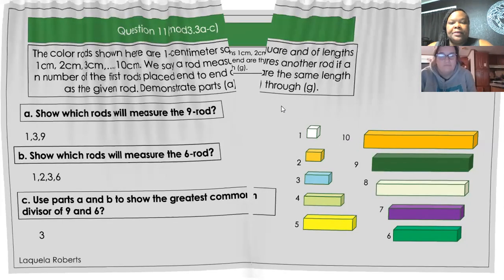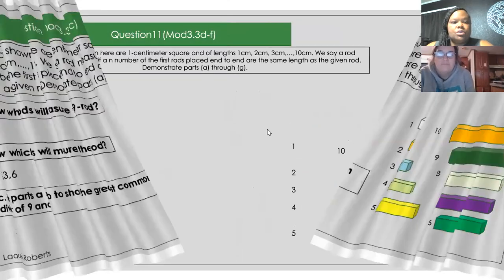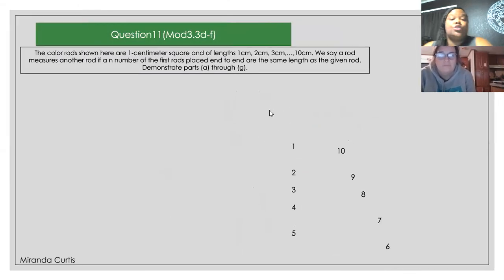All right, Miranda. Question 11, Module 3.3 D through F. The color rods shown here are 1 centimeter square and of lengths 1 centimeter, 2 centimeters, 3 centimeters, 10 centimeters. We say a rod measures another rod if an end number of the first rods placed end to end are the same length as the given rod. Demonstrate parts A through G.